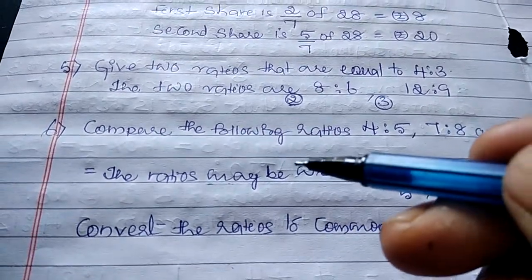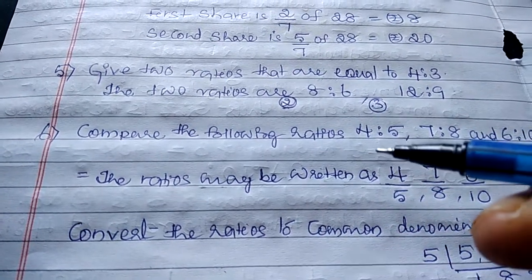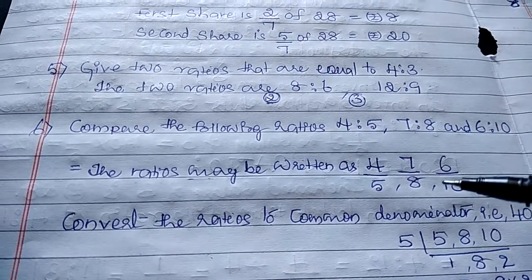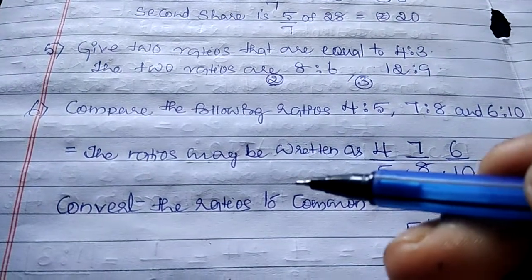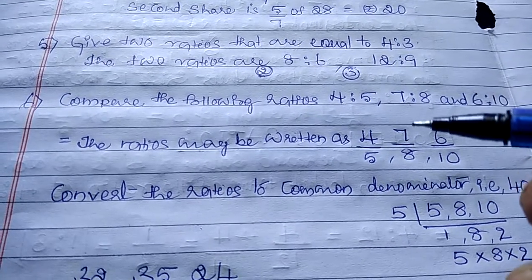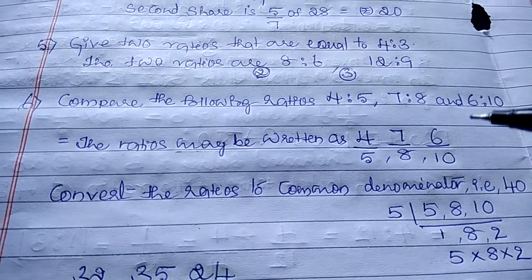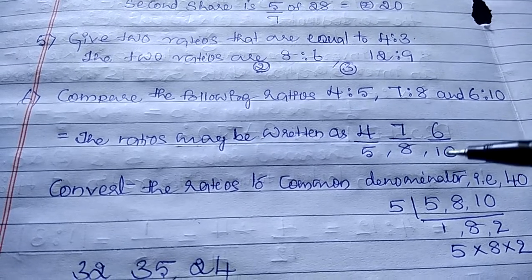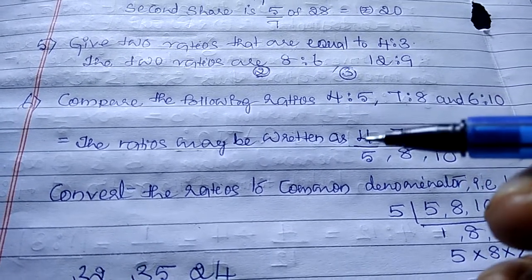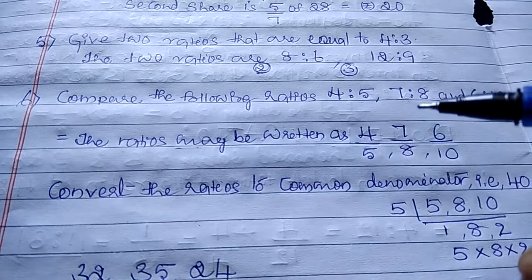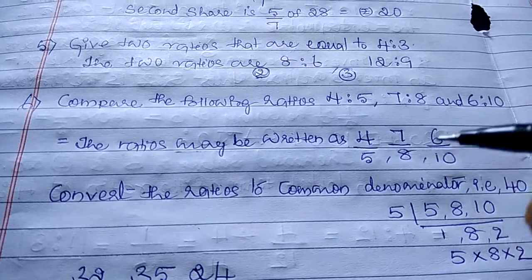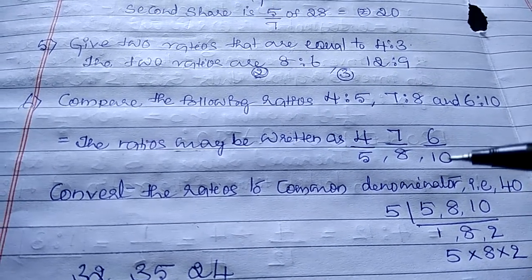Now compare the following ratios: 4 is to 5, 7 is to 8 and 6 is to 10. So we have to compare the given ratios. The ratios may be written as 4 by 5, 7 by 8, and 6 by 10. So 4 is to 5 is the same as 4 by 5, a ratio that can be written as a fraction. 7 is to 8 may be converted into the fraction 7 by 8. 6 is to 10 becomes 6 by 10.